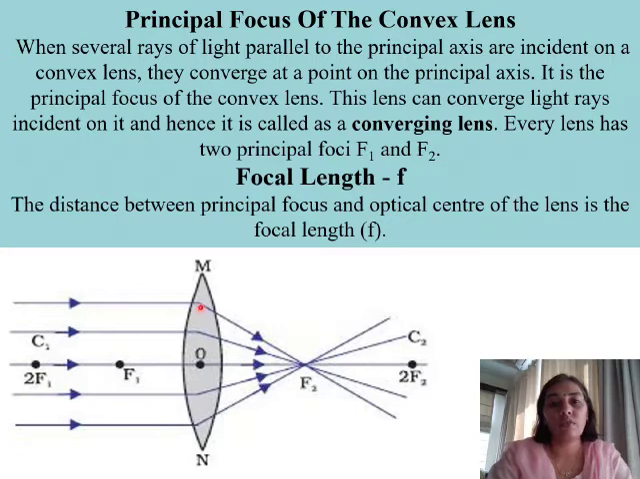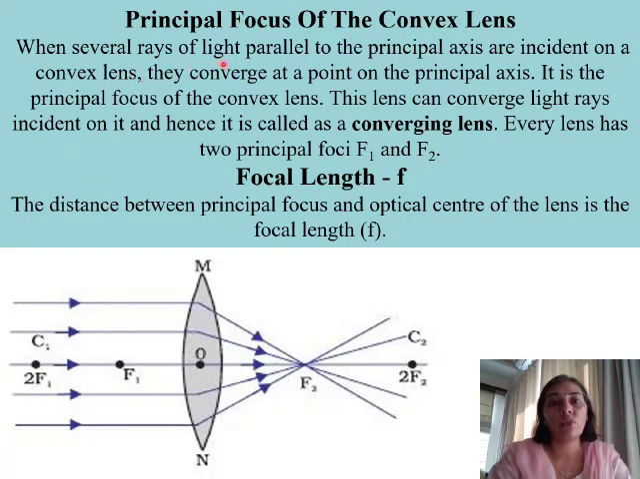Now after falling onto the lens, or we can say after refraction, you find that all the rays are converging and they are meeting at one point, and that point is on the principal axis, and this point is called the principal focus of convex lens. So this is the focus. We have labeled it as F2.